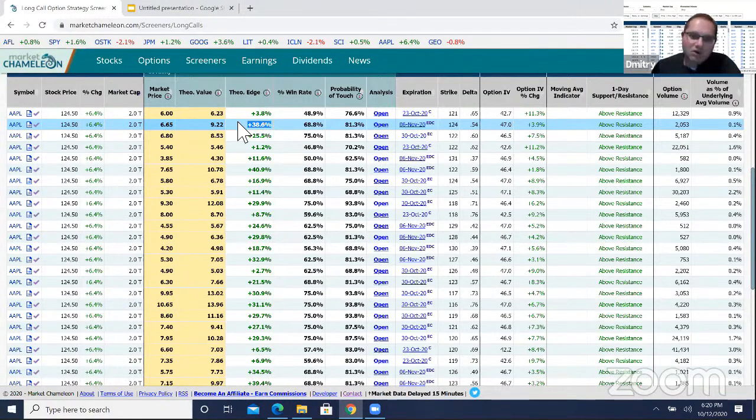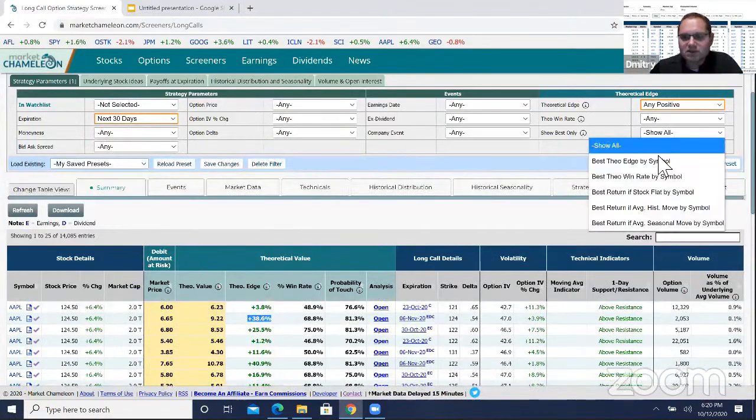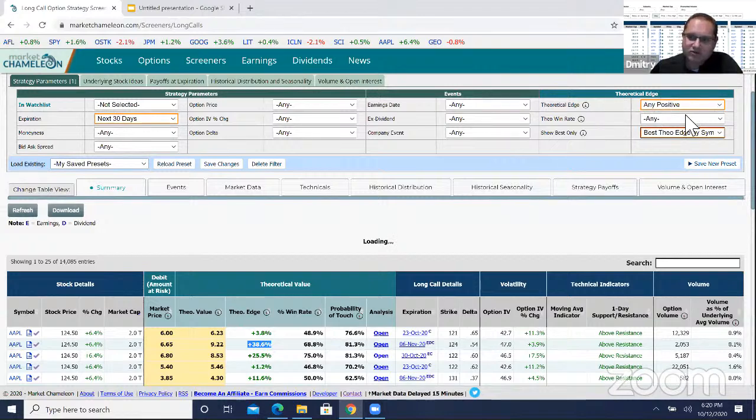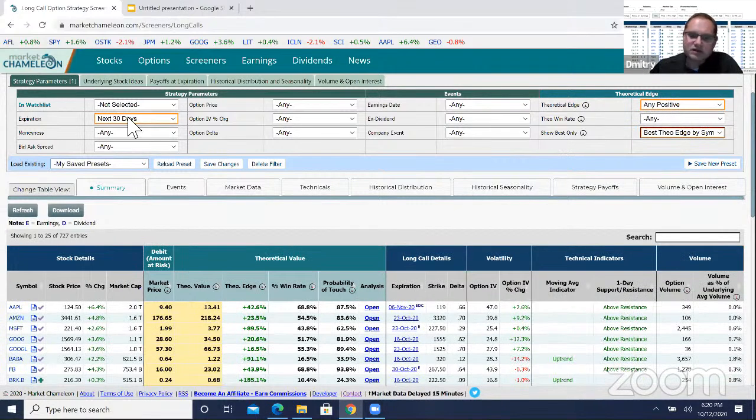We want to scan the entire market really quickly and bring that back, right? Of course, you're never going to be able to do this by hand. You need machines, you need everything working in the background, constantly doing this so you could do it quickly. So let's see how quickly we could do that. And we're going to say, show me the best one by theoretical edge. So right now, I have 3 filters: everything expiring in the next 30 days, a positive theoretical edge, and the best one by Theo. So we see in Apple, here's what it found.